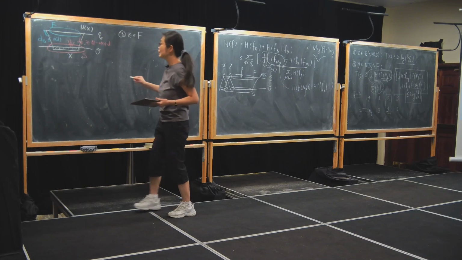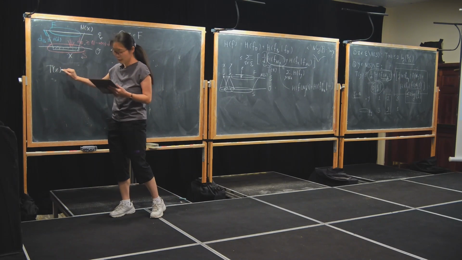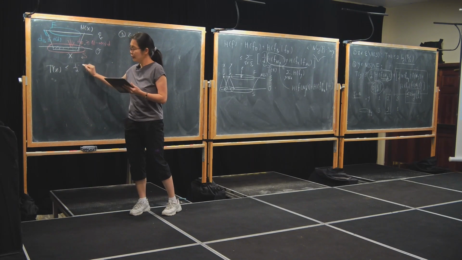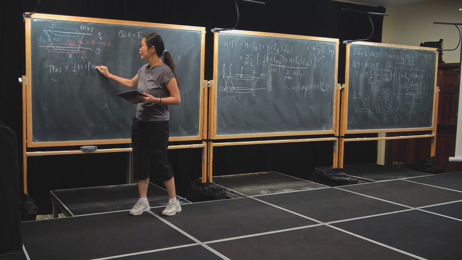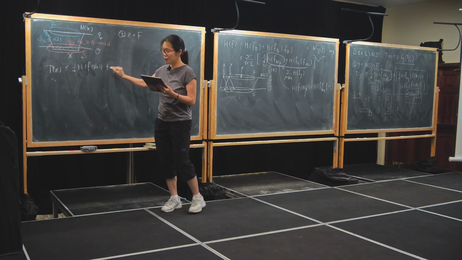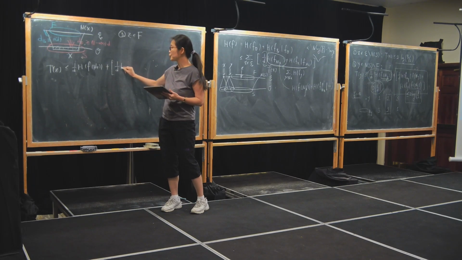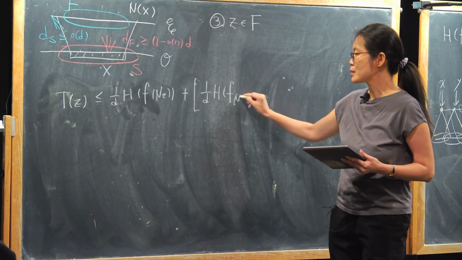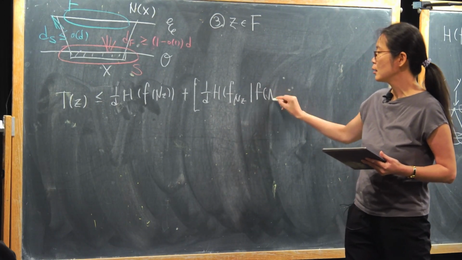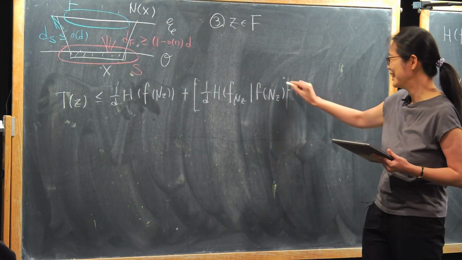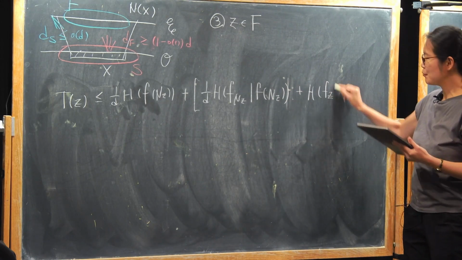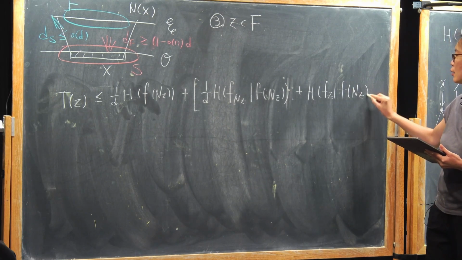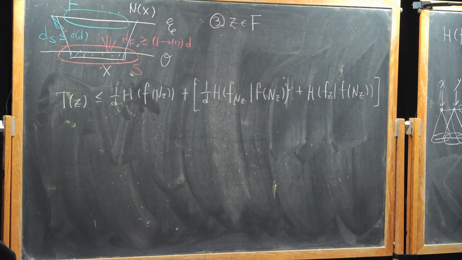So in this case, again, this T of z is at most 1 over d times the entropy of F of the palette of the neighborhood of G plus 1 over d entropy of F of the neighborhood of Z given the palette and entropy of Fz given the neighborhood. Like this. Okay, so are we okay with that expression? Okay, then what can we do?